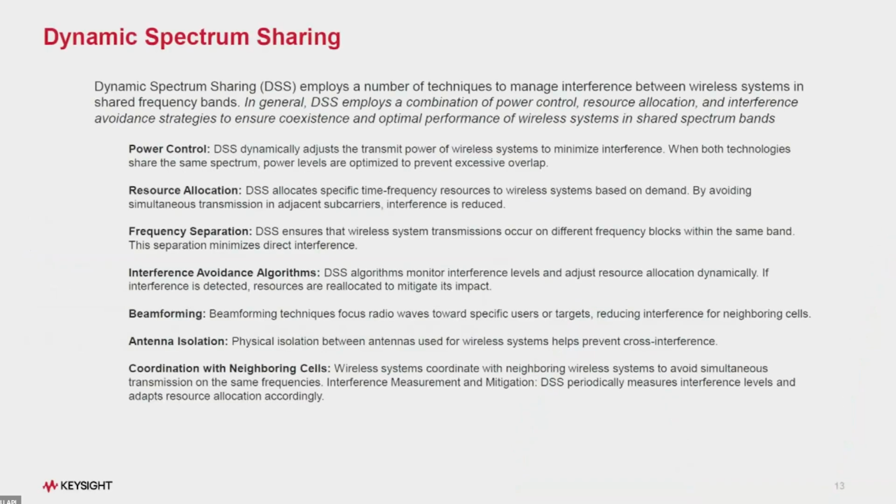Okay, so let's take a look at the spectrum sharing use case here. These are some of the typical examples of how spectrum sharing is managed. We have power control, resource allocation in terms of where resources are placed in time and frequency, frequency separation, beamforming not only for directing the beams at the targets, but also directing nulls where you want to have interference mitigated, or where an incumbent might not want to see what's happening with what you're transmitting.